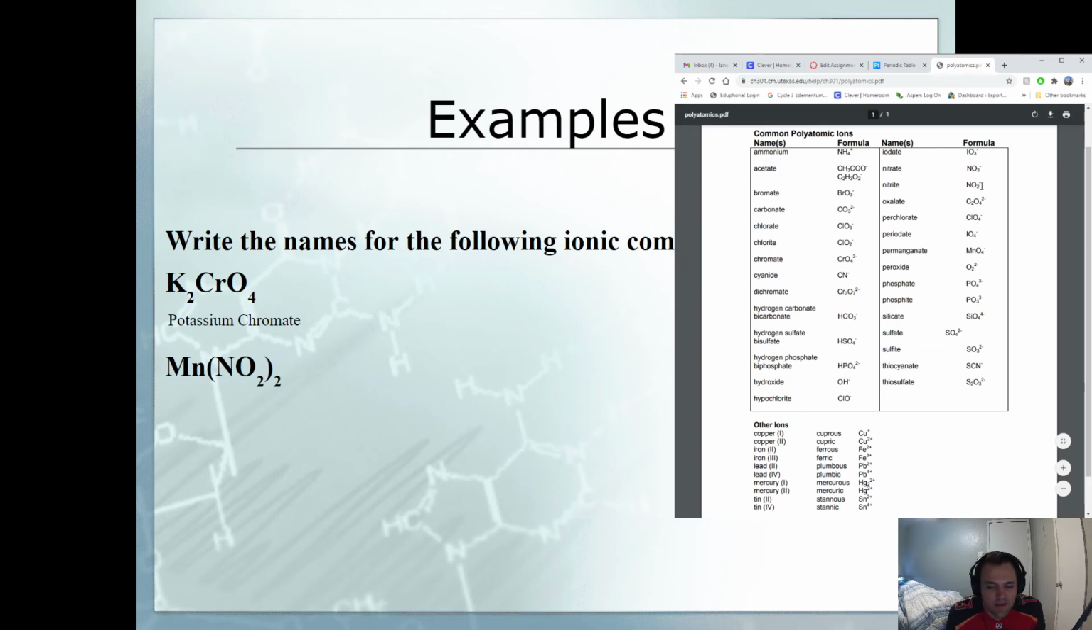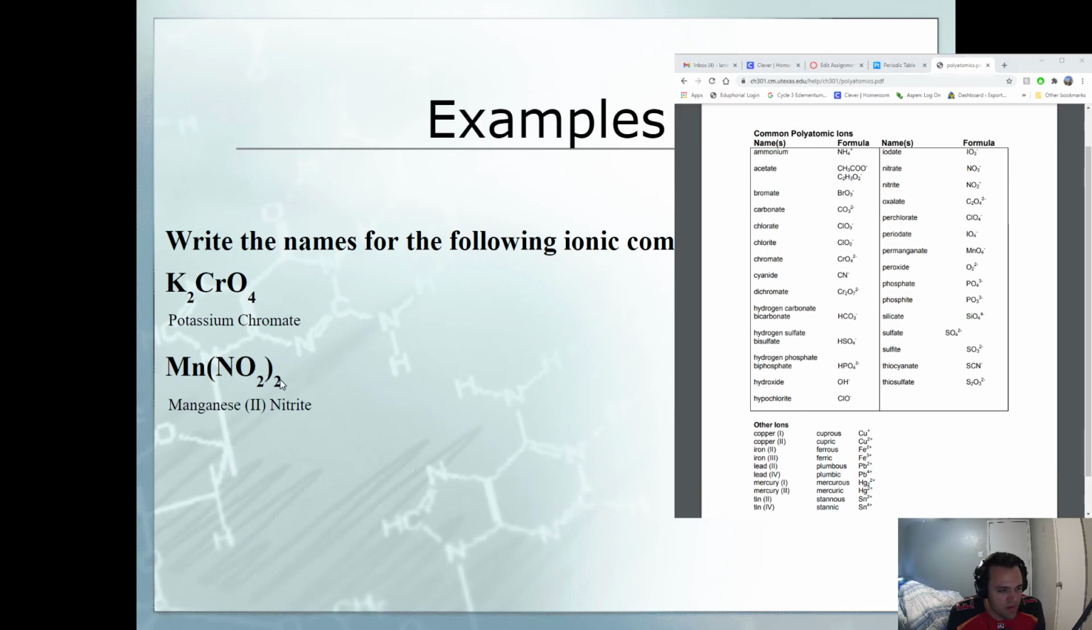So if nitrite has a charge of -1, and this is saying we have 2 of them, because that's what's on the outside of the parentheses, that's a total of -2 from the nitrites, which means that the manganese has to be +2 to cancel it out. So we would say manganese 2, Roman numerals in our parentheses, to show that it's a +2 charge, and then nitrite. Okay.